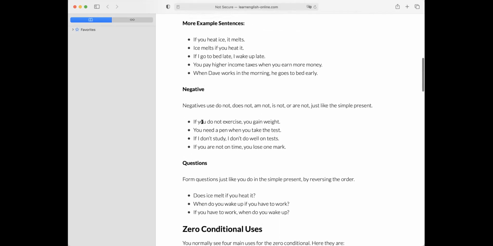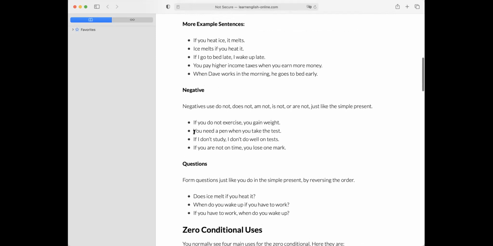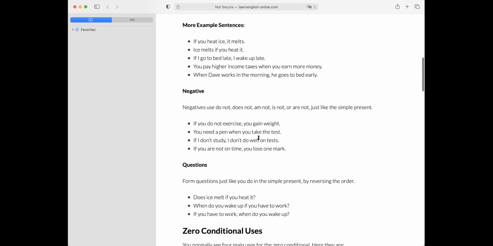Negative structure. If you do not or if you don't exercise, you gain weight. Si usted no se ejercita, usted gana peso. You need a pen when you take the test. Usted necesita un esfero cuando toma una evaluación, un examen. If you don't study, you don't do well on tests. Si yo no estudio, no hago bien o no presento bien mi evaluación o mis evaluaciones, because it's plural. If you are not on time, you lose 1 mark. Si usted no llega a tiempo, pierde una nota.